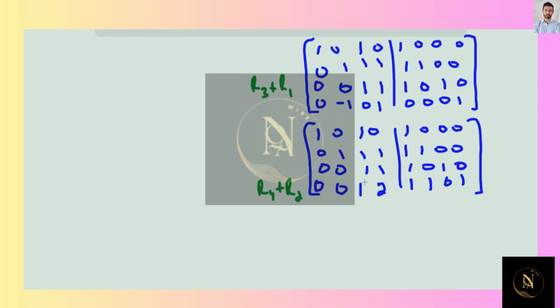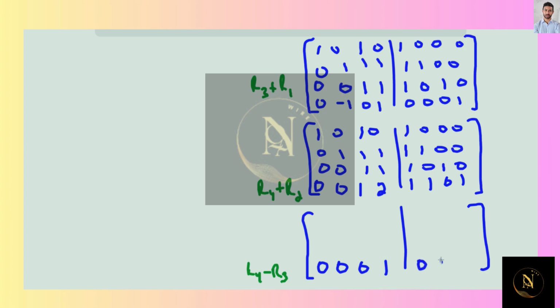Now let's get a 0 in row 4. We could, for instance, take row 4 and just subtract row 3 from it. So we get 0 minus 0, 0 minus 0, 1 minus 1, 2 minus 1, 1 minus 1, 1 minus 0, 0 minus 1, 1 minus 0.